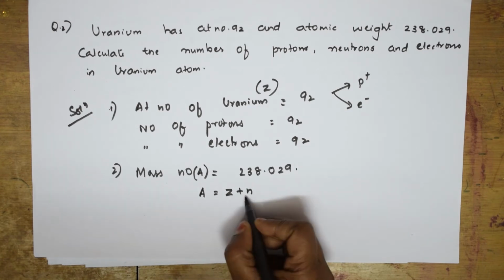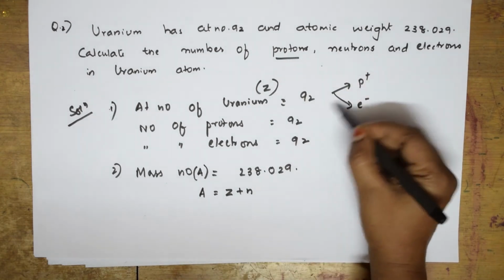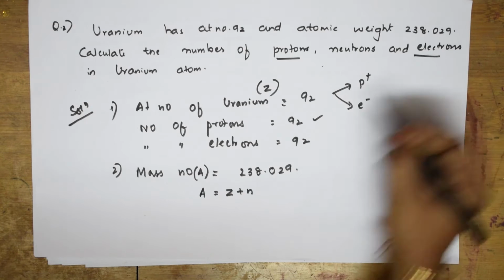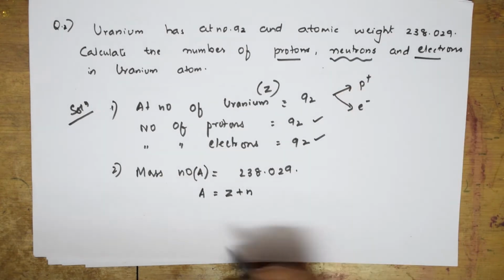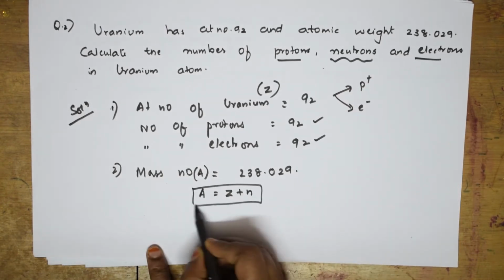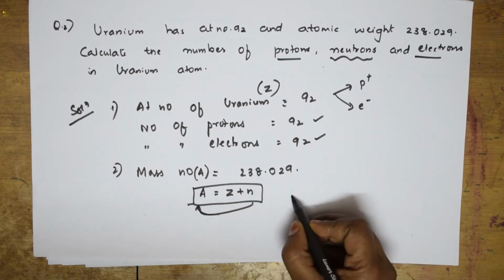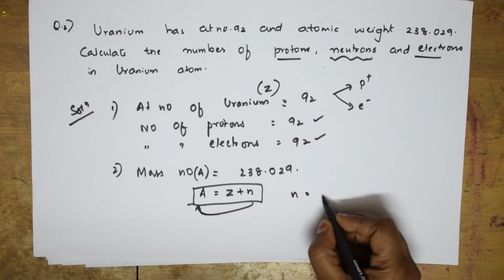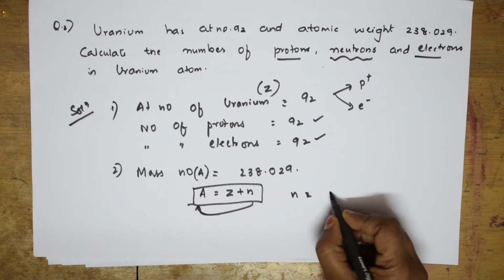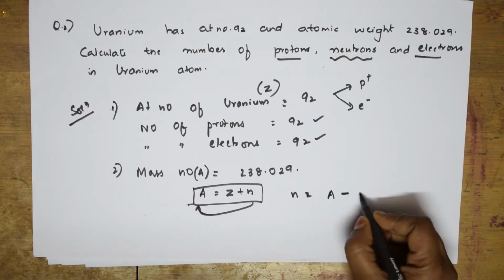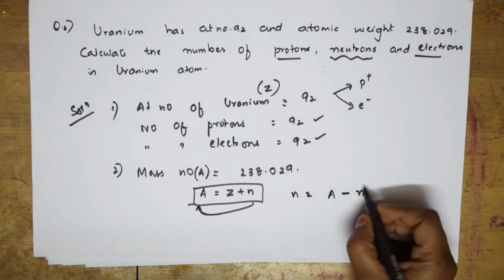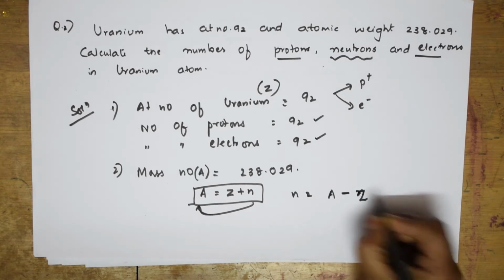Yes. So now I want the number of neutrons. I got protons over, I got electrons over, I need to get neutrons. So from this formula I can get neutrons, isn't it? Bring this part over here. So what do you get? Neutrons N is equal to, sorry, A minus Z. I'm sorry, A minus Z.